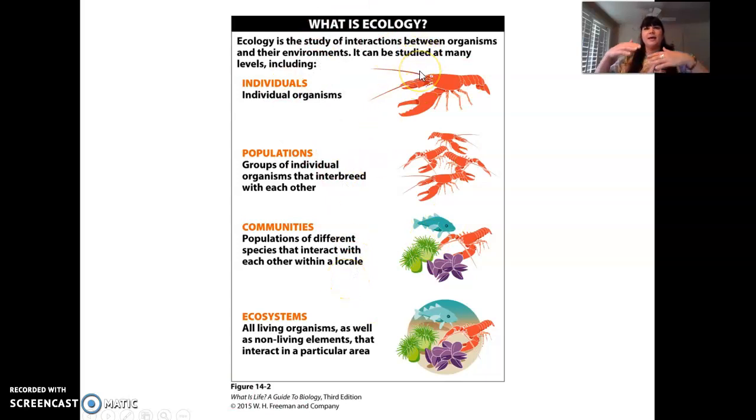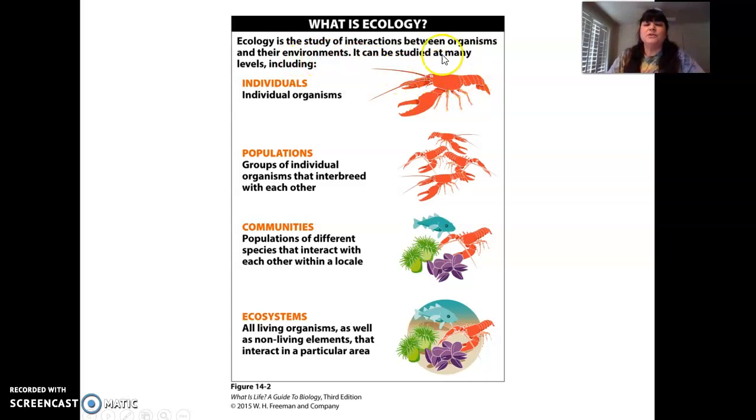So this is a pretty important slide, so pay attention to it. It's looking at kind of the hierarchy. It says ecology is the study of the interactions between organisms and their environments. It can be studied in many levels. Okay, so two definitions for ecology. The study of our house, right, Earth. Also, the study of interactions between organisms and their environments.